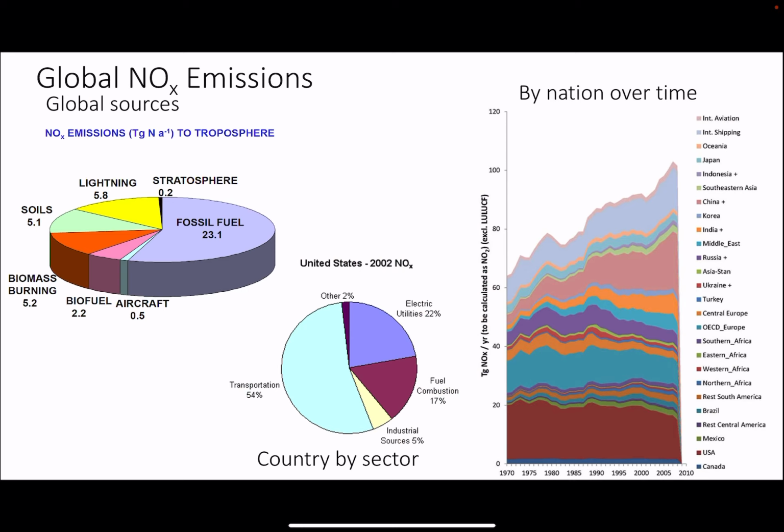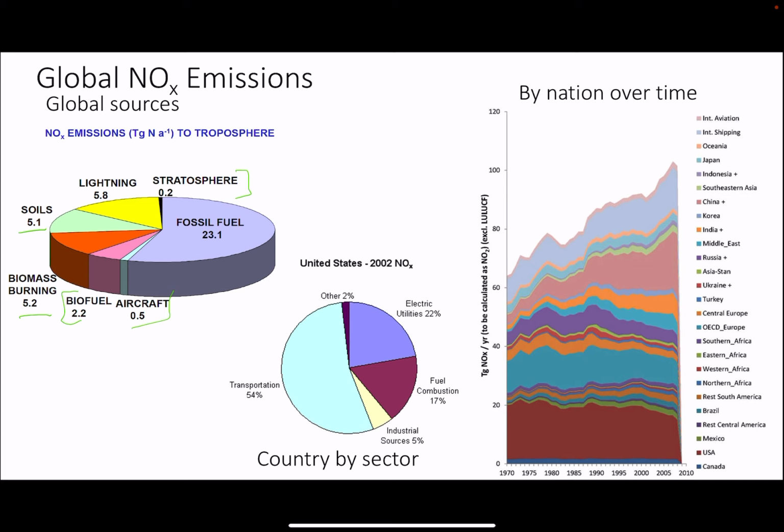There's also NOx from biomass burning, and that can come from high temperature combustion of the N2, but it also can come from the burning of actual organic nitrogen in the plant material. Soils release NOx, both managed soils and natural soils. There's a minor source from the stratosphere. Biofuels here are listed out on their own, and then aircraft NOx.